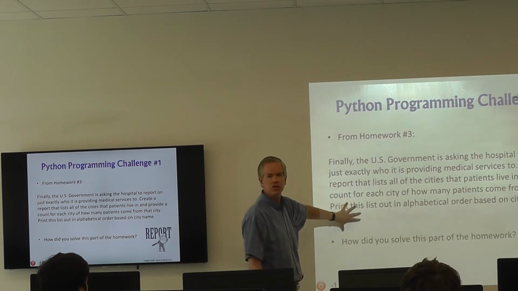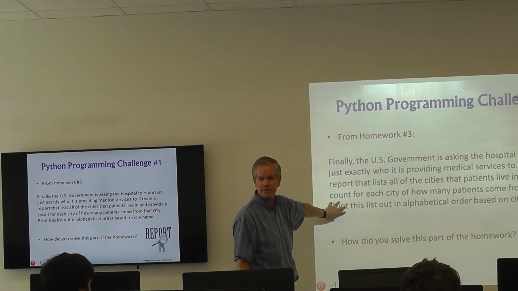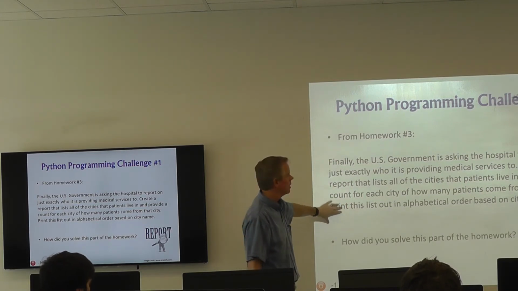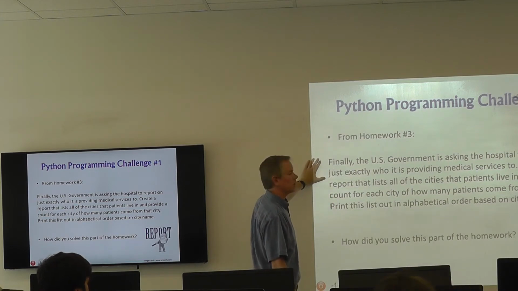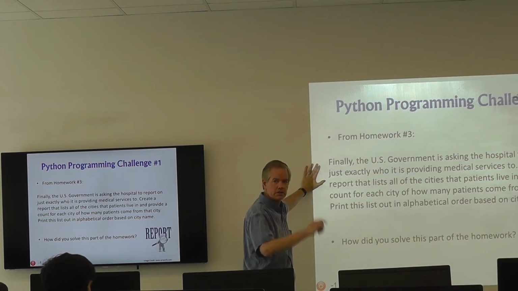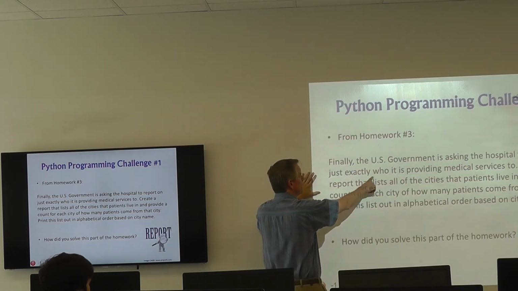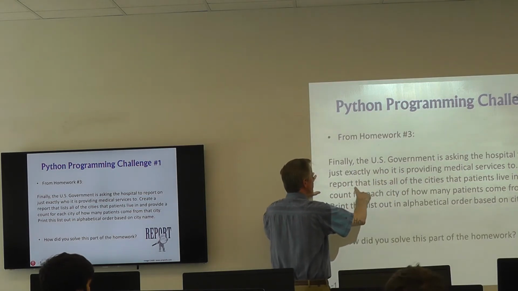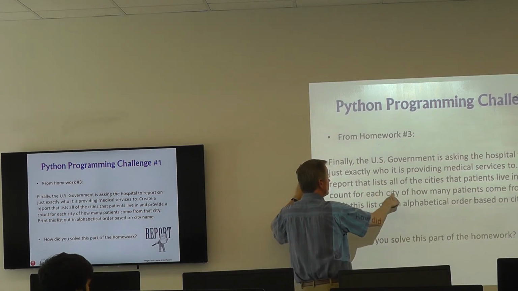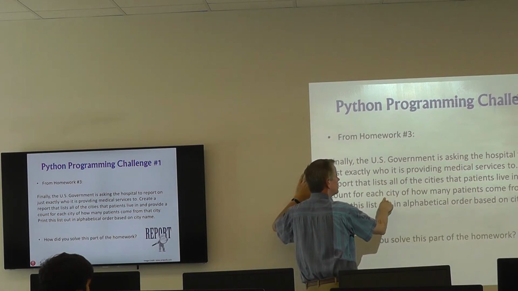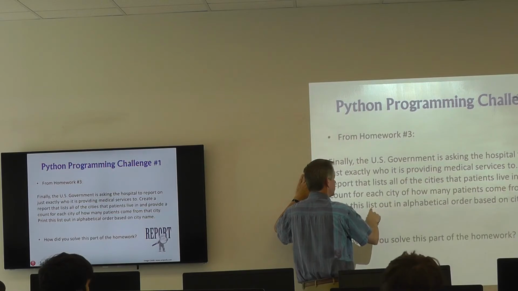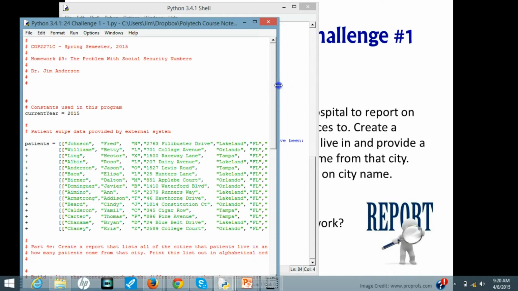So let's talk about this. Let's use your Python skills to do something useful, shall we? From homework number 3, you'll remember this. Homework number 3, this is just a little trip down memory lane. The U.S. government is asking the hospital to report on exactly who it's providing medical services to: create a report that lists all the cities that patients live in, and provide a count for each city of how many patients come from that city. Print this list out in alpha order.